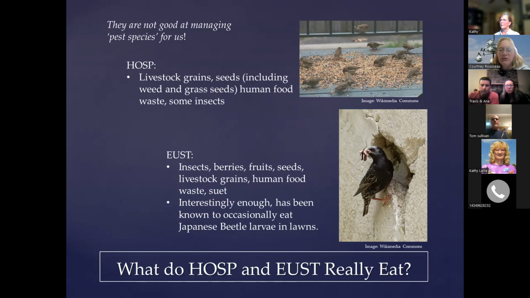They'll also eat human food waste and suet. A lot of times if you are offering a suet feeder for your other songbirds, you'll see that they will also try to take advantage of it. And interestingly enough, they have been known to occasionally eat Japanese beetle larvae in lawns. You know, they say sometimes one invasive pest deserves another.